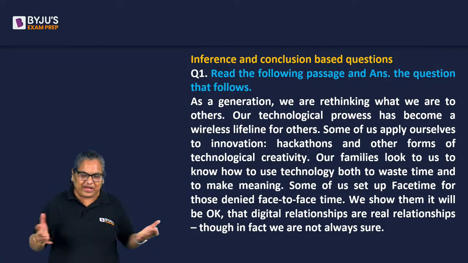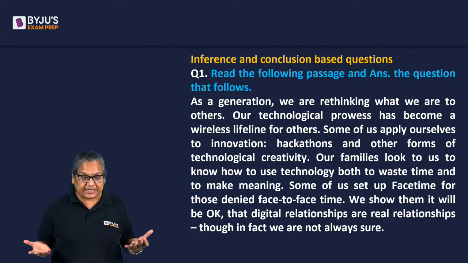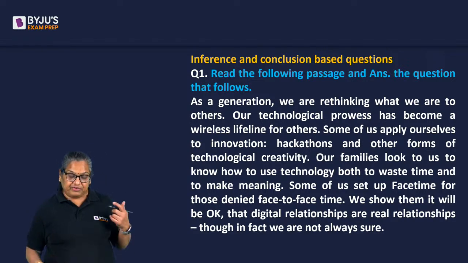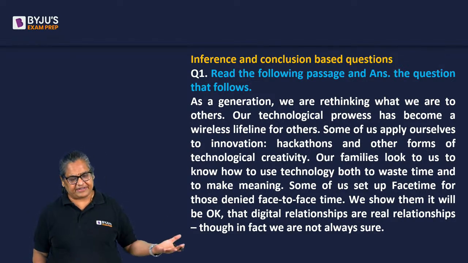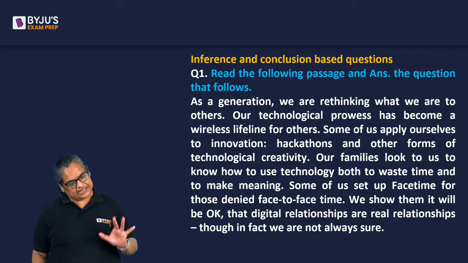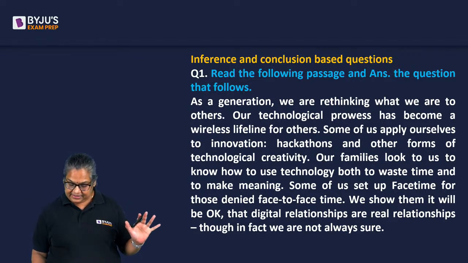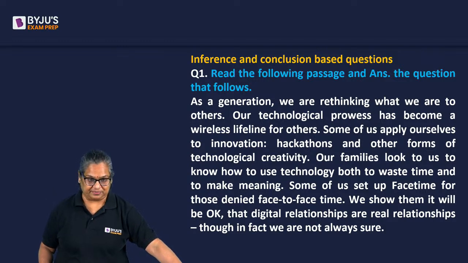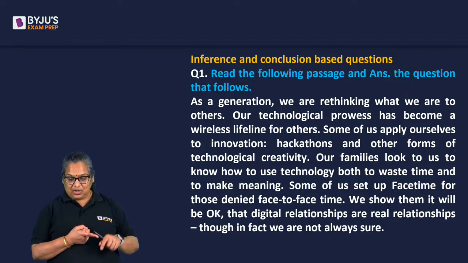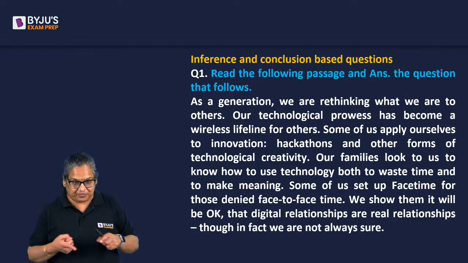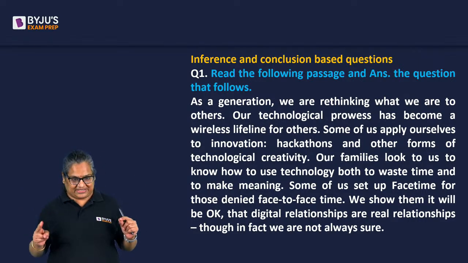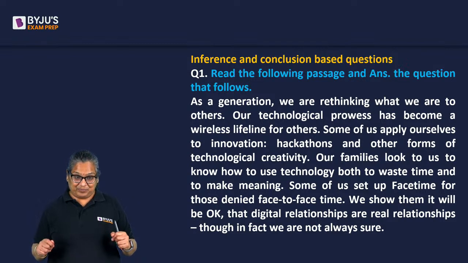Okay, so different ways in which we are using technology and technology is affecting us. Right? We show people with whom we don't have face-to-face time that it's okay. Digital relationships are like real relationships, though, in fact, we're not always sure. Okay? So, one, we are rethinking our relationship with others. Second, we have technological prowess, that means proficiency, the knack to use it.